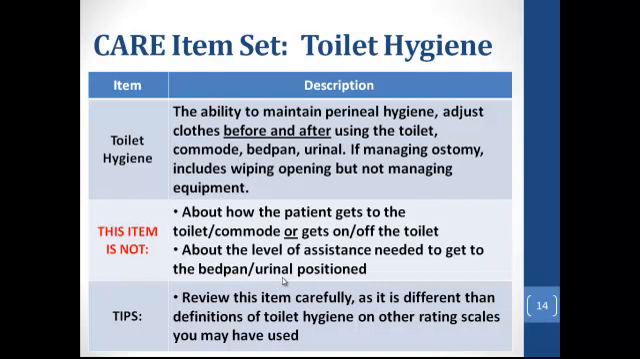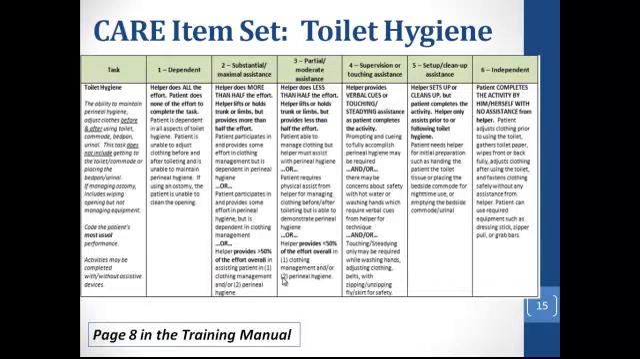It's important to review this item definition thoroughly and regularly, since it may be different than definitions of toilet hygiene on other rating scales you have used. You may also find the need to use other sources of data to complete this item, but be wary of relying too much on CNA reports or notes for this item, since they may be providing more help than is necessary. This rating system is about the patient's usual performance, not the worst or the best. The rating scale for toilet hygiene is on page 8 of your training manual.